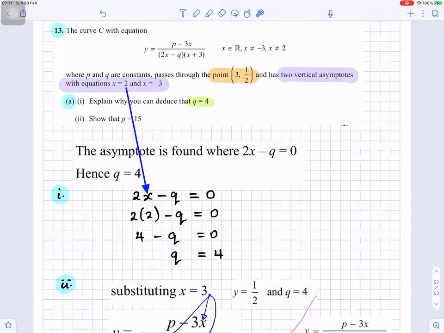Now, if we have 2x minus q equals 0, and we are told that x is equal to 2. So 2 times 2 minus q equals 0. 2 times 2 is 4. 4 minus q equals 0. Take q to the right-hand side, it becomes positive, so q equals 4.